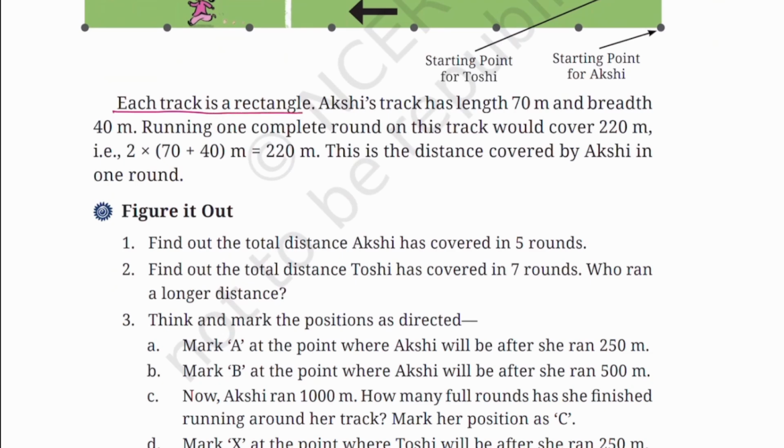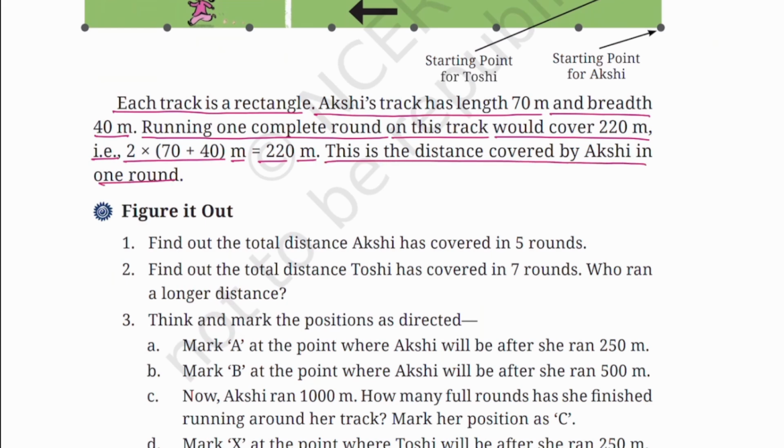Each track is a rectangle. Akshi's track has length 70 meter and width 40 meter. Running one complete round on this track would cover 220 meter. That is 2 into 70 plus 40 meter, equal to 220 meter. This is the distance covered by Akshi in one round. Similarly, the distance covered by Tosi was 2 into 60 plus 30, that is 2 into 90, that is 180 meter in one round.